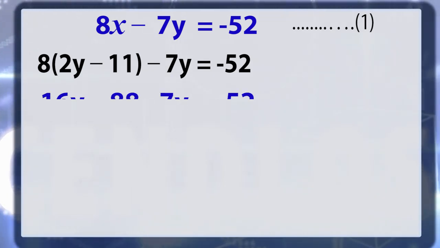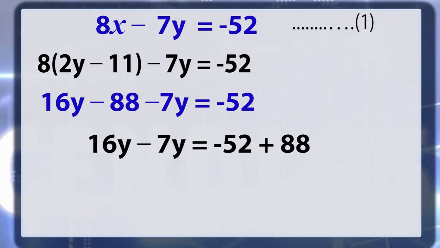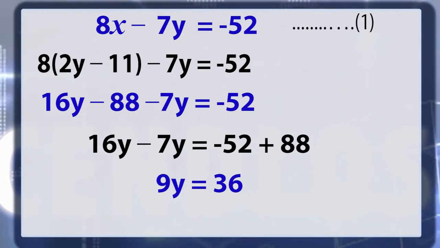So 8 times 2y is 16y. Then we have 8 times 11, negative 11 of course. So you have 16y minus 88 minus 7y is equal to negative 52. Then we have 16y minus 7y is equal to negative 52 plus 88. Remember, we are grouping like terms. And so 16y minus 7y is equal to 9y, and negative 52 plus 88 is equal to 36. So 9y is equal to 36.